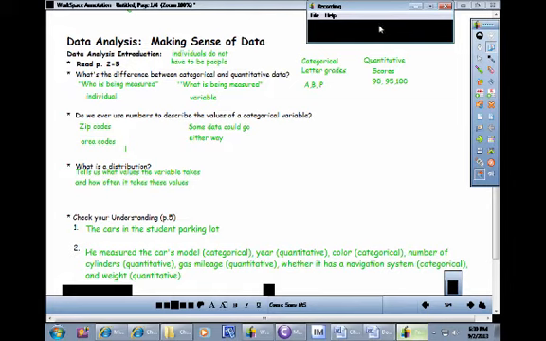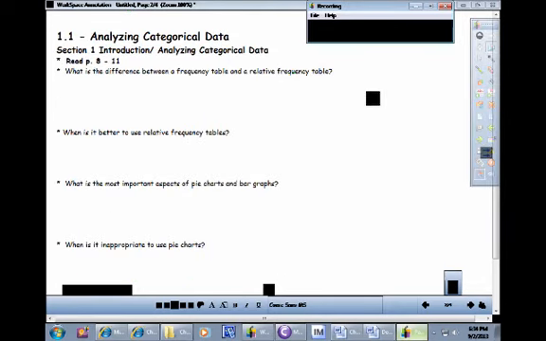So who were the individuals in Jake's study? The cars in the student parking lot. What values did Jake measure, and identify each as categorical or quantitative? He measured the car's model, which was categorical, the year, quantitative, color, categorical, number of cylinders, quantitative, gas mileage, quantitative, whether it has a navigational system, categorical, and the weight, which is quantitative.